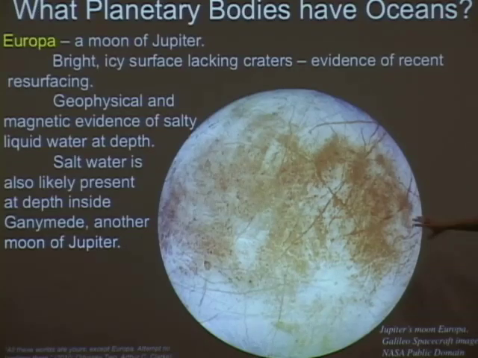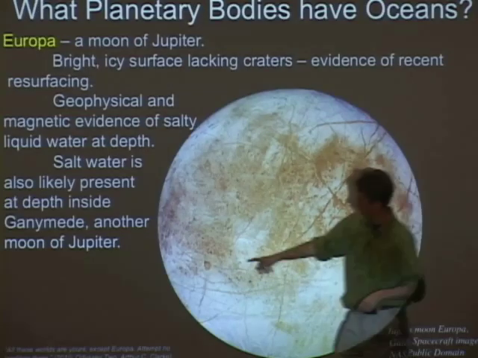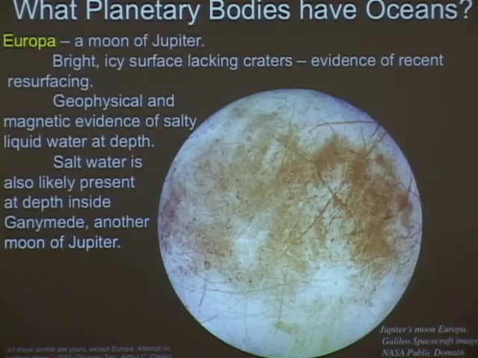Here we have a body that has very few craters on its surface. Here's one really prominent one. Here's maybe another one, but not very many. So this suggests that there's something going on with this moon. It's resurfacing itself on a fairly rapid time scale, at least on the order of the age of the solar system, which is something like 4.5 billion years. This has resurfaced itself at least once and probably many times.